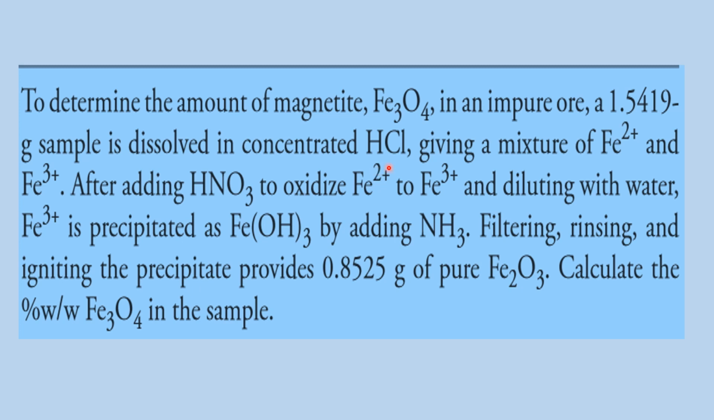is dissolved in concentrated HCl, giving a mixture of iron plus 2 and iron plus 3, because magnetite is a mixture of ferrous and ferric ion. So it was oxidized. The ferrous ion is oxidized to Fe3, to ferric, and then precipitated as ferric hydroxide, filtered, rinsed, ignited. So the ferric hydroxide, when ignited, will transform into ferric oxide. So this is now the mass of ferric oxide that was collected.